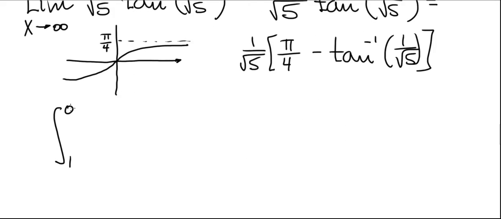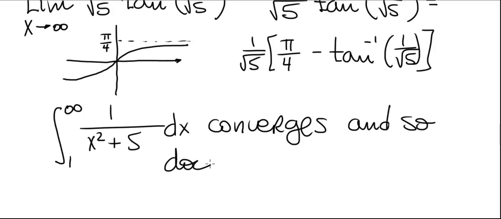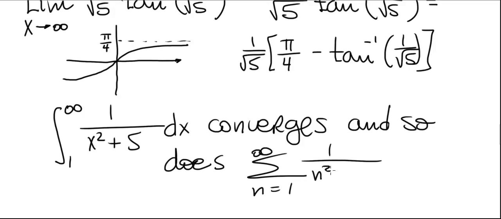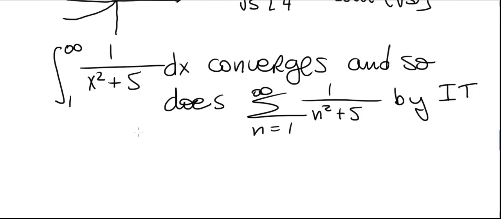So we'll line these up. The integral from 1 to infinity of 1 divided by x squared plus 5 converges, and so does the series, the summation n equals 1 to infinity of 1 divided by n squared plus 5, and this is by the integral test. So we're able to show that this series converges by using 3 different tests that we have learned.